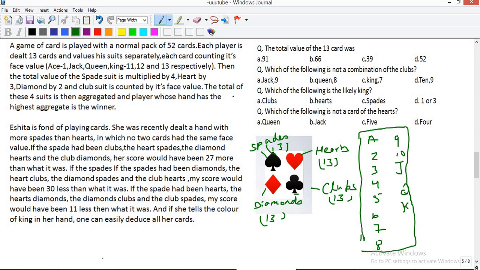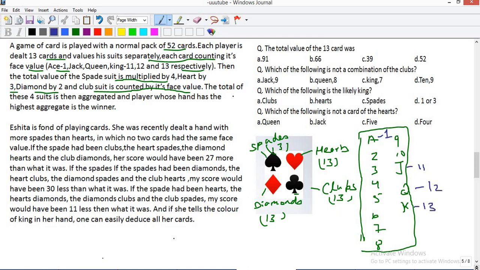It says, a game of cards is played with a normal pack of 52 cards. Each player is dealt 13 cards and values his suits separately, each counting its face value: ace, 1, jack, queen and king, 11, 12 and 13 respectively. Then the total value of the spade suit is multiplied by 4, heart by 3, diamond by 2 and club suit is counted by its face value. Okay. So what is it trying to say? It is trying to say that the face value of ace is taken as 1, jack is taken as 11, queen is taken as 12 and king is taken as 13.